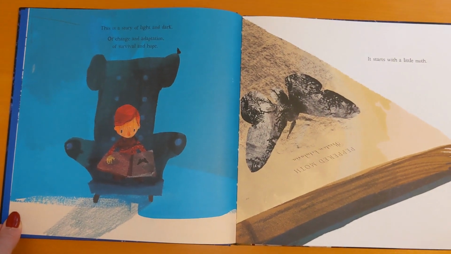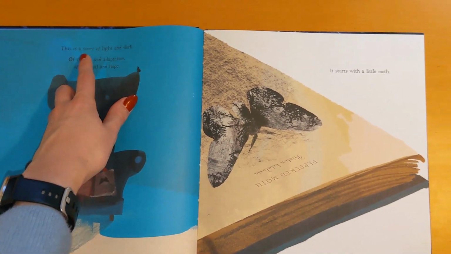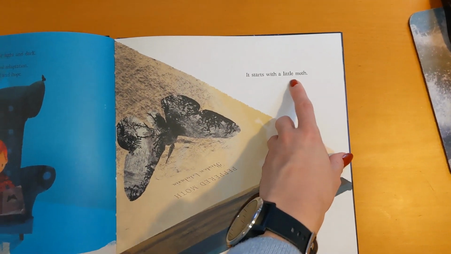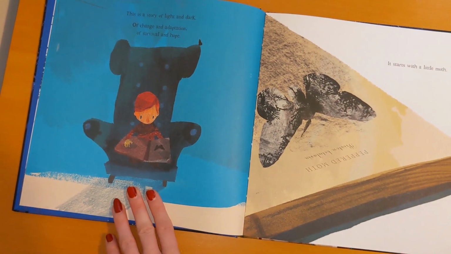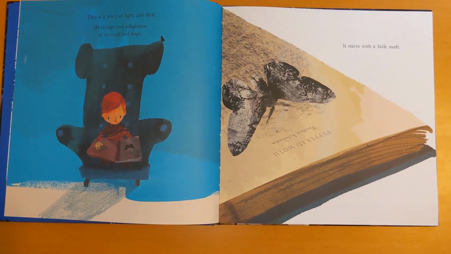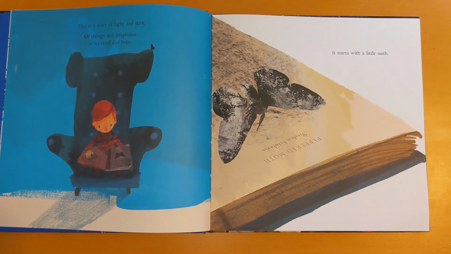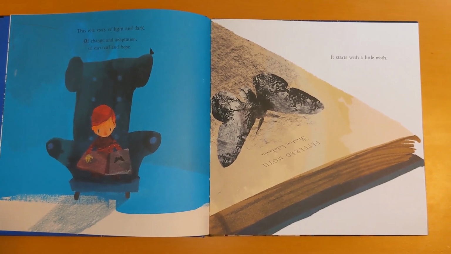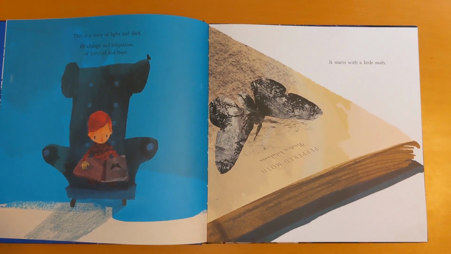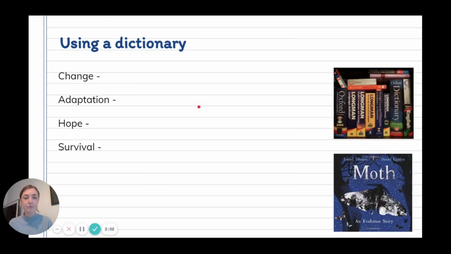So we now know that this is a story about a little moth. So it looks like it's this person telling us a story. So even though it's non-fiction, it's going to be in the form of a story. There's a few words there that I'm not 100% sure what they mean, so we're going to have a look at that together. There were 4 words on that page that I would like to know a bit more about so that I can understand the start of this lovely story. They were change, adaptation, hope, and survival.